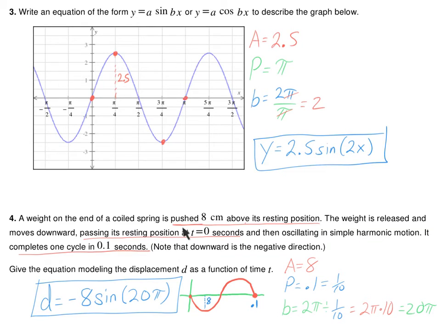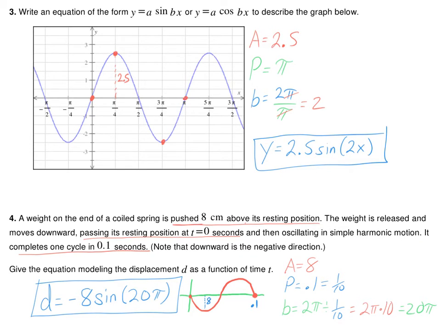All right, this problem can be a little tricky. You just got to read very, very carefully. A weight on the end of a coiled spring is pushed 8 centimeters above its resting point. So they pushed it up 8 centimeters. Then the weight is released and moves downward, passing its resting point at t equals 0 seconds. Then oscillating in simple harmonic motion, it completes one cycle in 0.1 seconds. Note the downward is the negative direction. Basically write an equation with d and t as your variables.